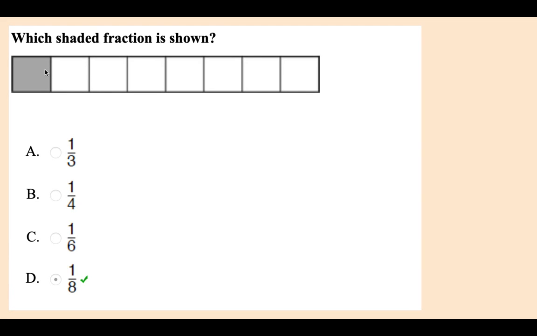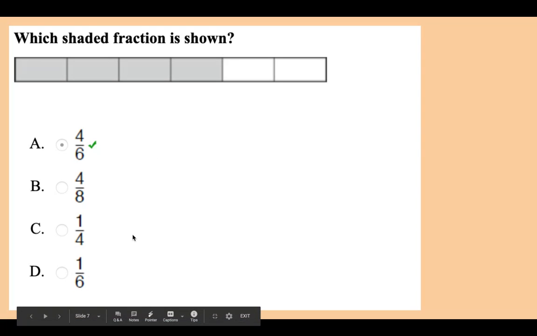What fraction part is shaded? Count how many parts you have first. 4, 5, 6, 7, 8. 1 piece out of 8, so D is 1/8.